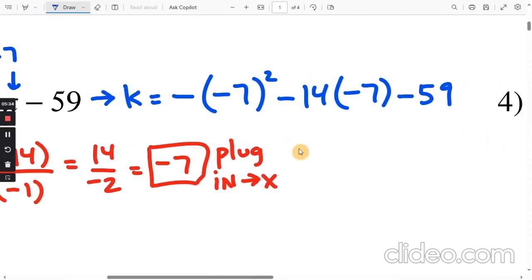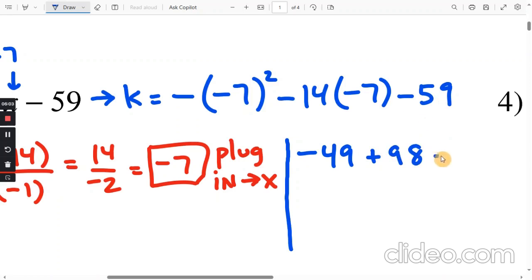This is negative, but negative 7 squared is first. So we keep the negative, and negative 7 squared is 49. Negative times negative is positive. So 14 times 7, that's going to be 70 plus 28. That's 98, positive 98. And minus 59.